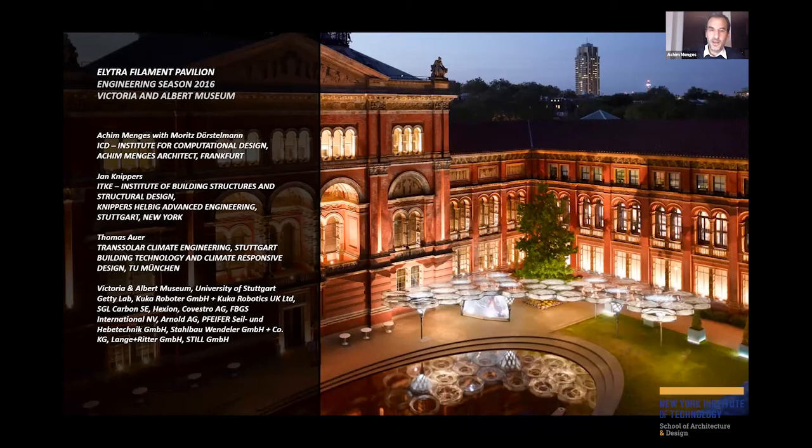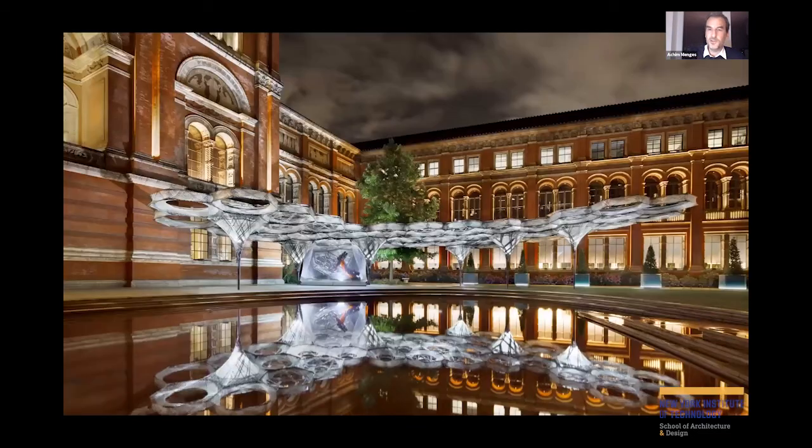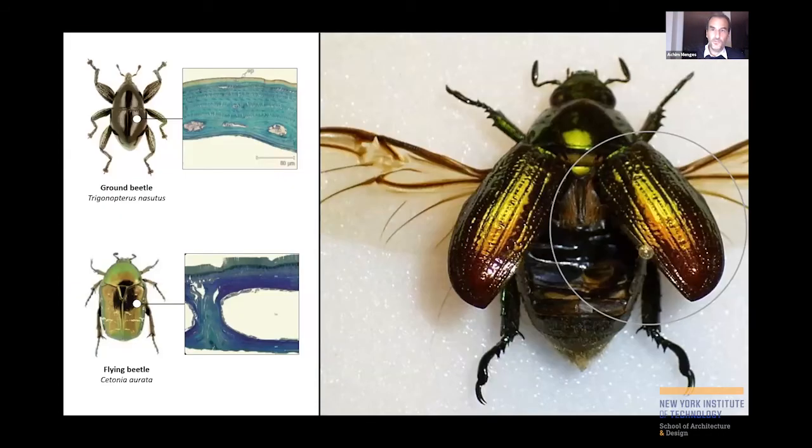One is the Elytra Filament Pavilion that we constructed, synthesizing a lot of various research projects for the Victoria and Albert Museum. It is more or less a canopy that covers the courtyard of this museum, which is visited by more than 4 million people a year. For that, we could tap into research that we had done previously on one of the most high performance natural fiber structures we know: the wings of flying beetles, which you can see here in the circle, made from a composite of chitin fibers embedded in a protein matrix.